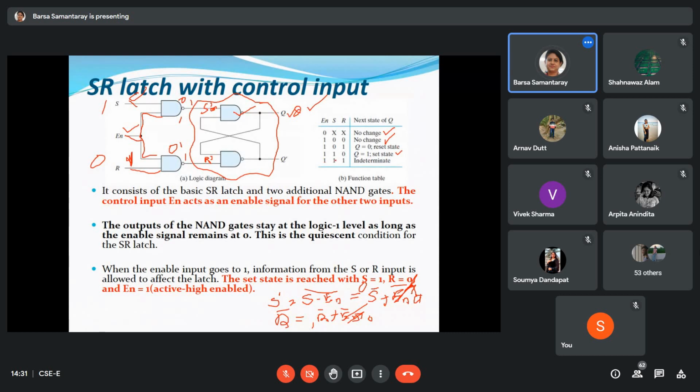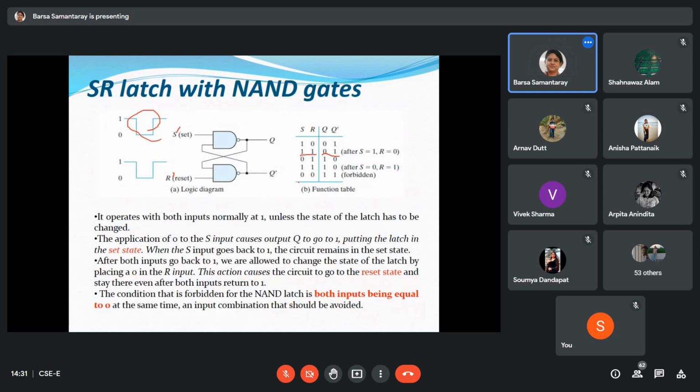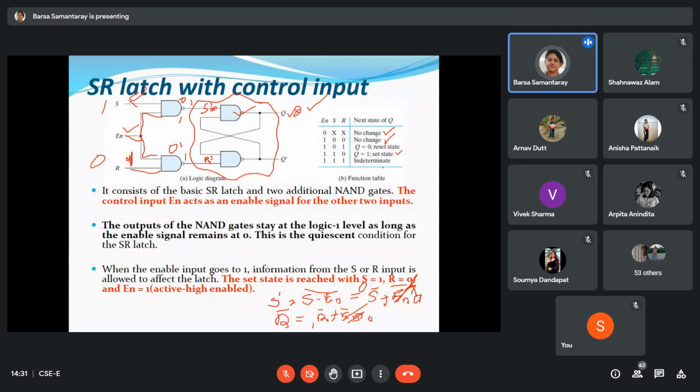And when both are giving us 1 1, if you give 1 1 to both, what will come? 0 0 0. So what happens in 0 0? Look, in 0 0, what came? Forbidden. Forbidden, invalid or indeterminate, all are the same. That means that is not a valid condition.